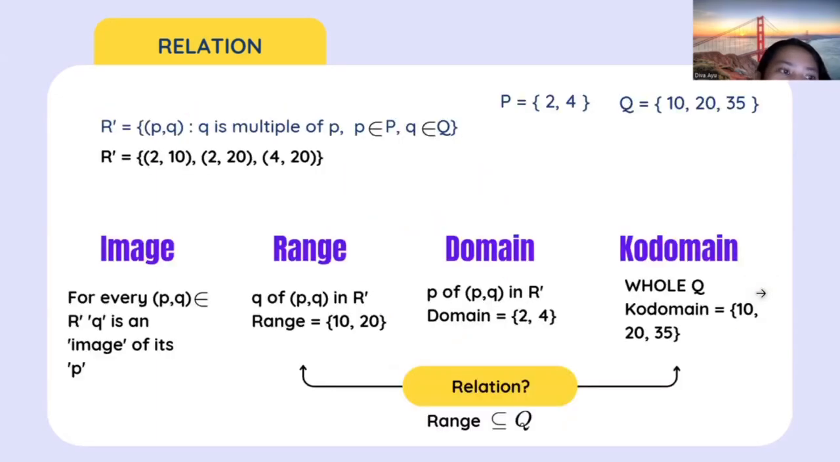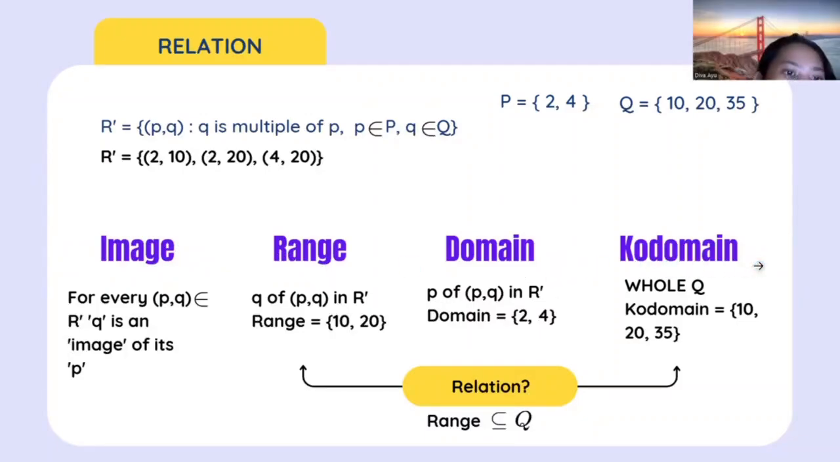Next, we know that a relation is a set of ordered pairs that satisfy a relationship. This was the Cartesian product of sets P and Q we've seen previously, and this is set R dash. This is a relation here. The second number is a multiple of the first in each case. Now let's talk about image, range, domain, and codomain.